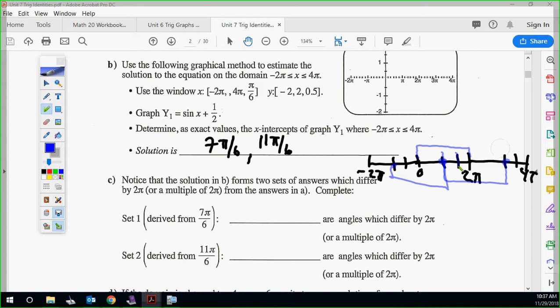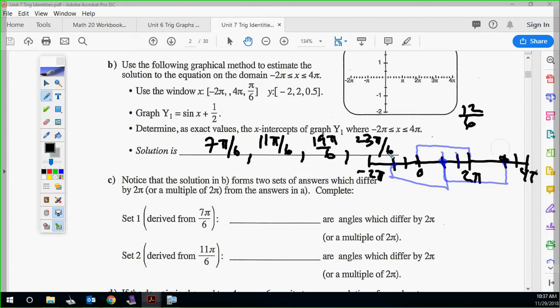So we can simply do 7 pi over 6 plus 2 pi. So that's going to be 19 pi over 6. How did I get that? 12 over 6 is 2, right? 12 plus 7. You add 2 pi, you subtract 2 pi. So 2 pi is 12 over 6 as a fraction, right? I'm in sixths here. So you can see 7 plus 12 is 19. So 19 pi over 6 is this guy. Add 12 to this one, 23 pi over 6 is that guy.